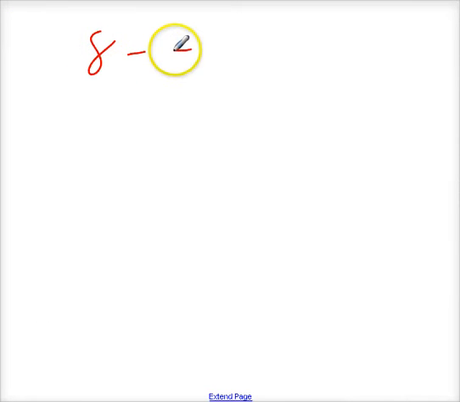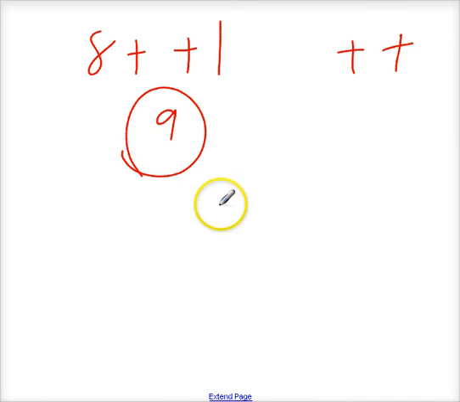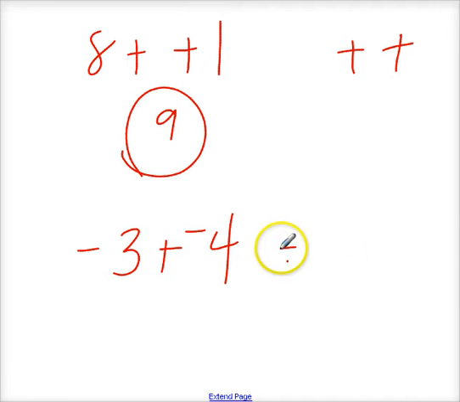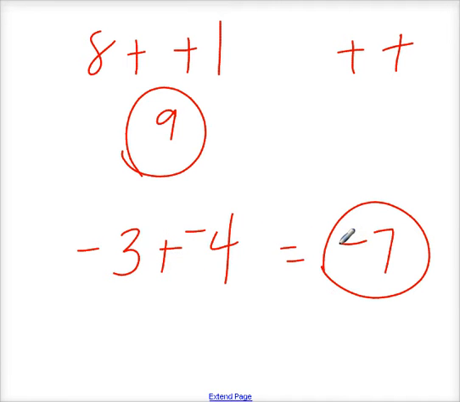8 minus a negative 1. I see a subtraction problem, so I'm going to add the opposite. The opposite of negative 1 is positive 1. So when you see two negative signs, they both become plus. 8 plus 1 is 9. How about negative 3 minus 4? Add the opposite. I get negative 7.